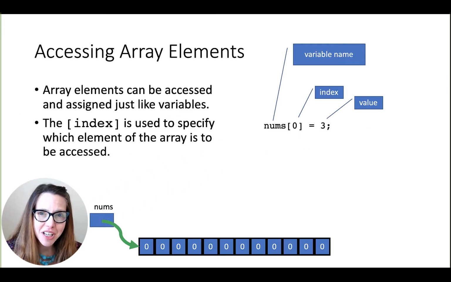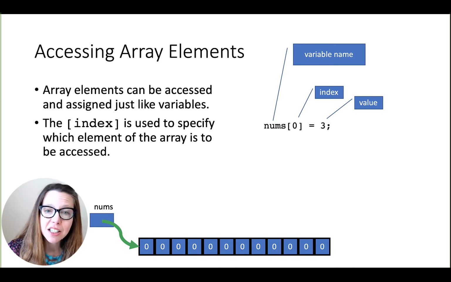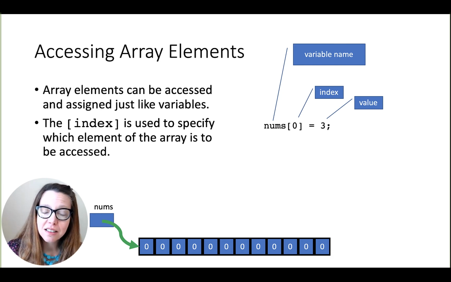So now that we have these elements in an array, how do we access them and make use of them? Array elements can be accessed and assigned just like other variables. In this case, we need to use that index to specify which element of the array we wish to access. So this is an example of an assignment statement where we have the variable name nums, and we want to assign the value 3 to nums index 0. To do that, we just write nums[0] = 3.